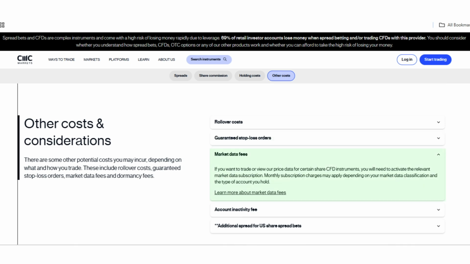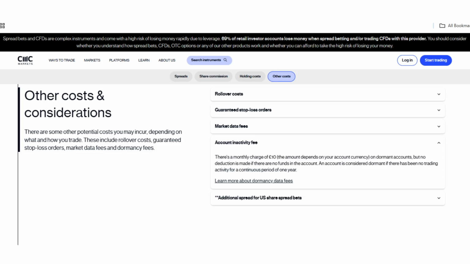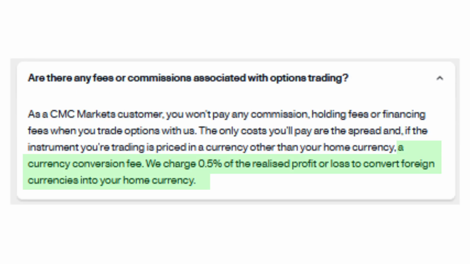Then you need to subscribe monthly to trade or see the market data of certain shares CFD. But there are additional fees attached to US shares when you spread bet. If there is no trading activity on your account for 12 months, an account inactivity fee of £10 or your account currency's equivalent applies. UK clients are not charged for their deposits, but currency conversion fees are applied for trading in an instrument that is in a currency different from your account currency.